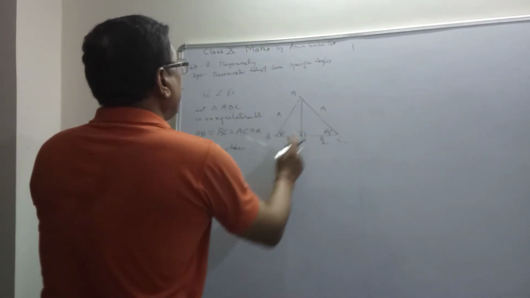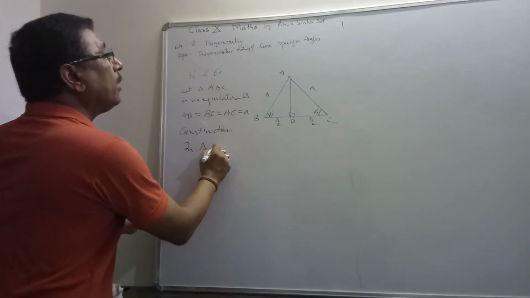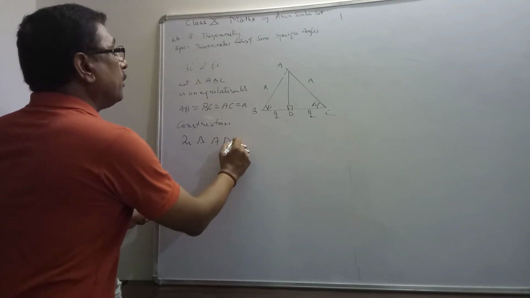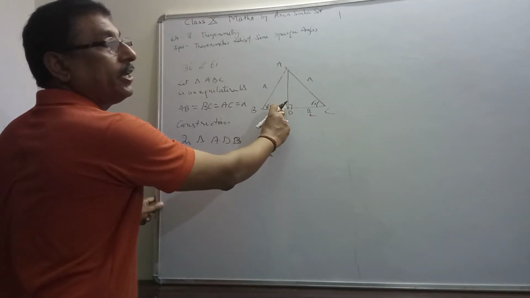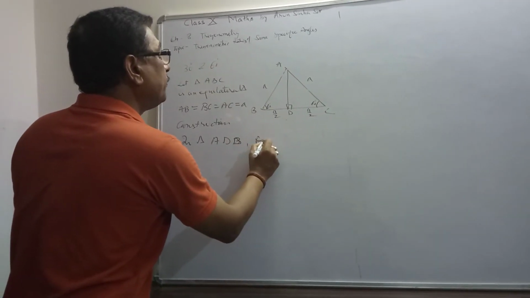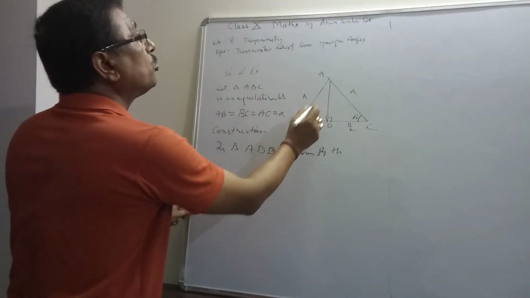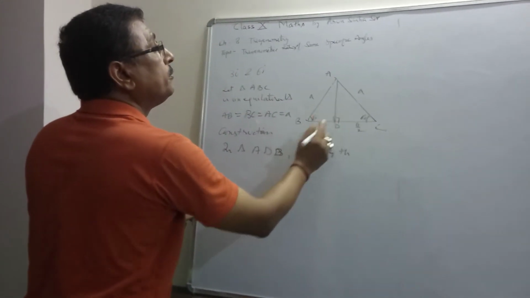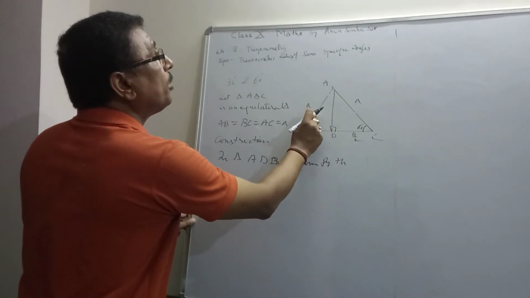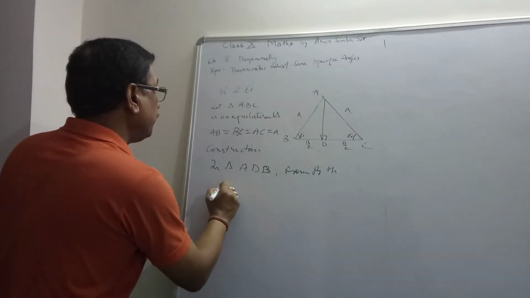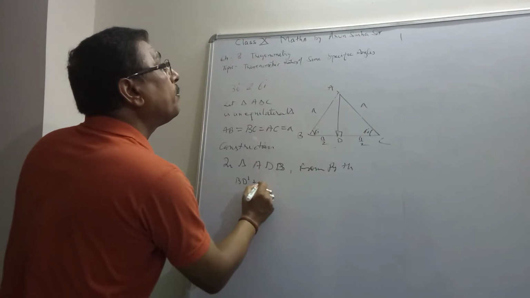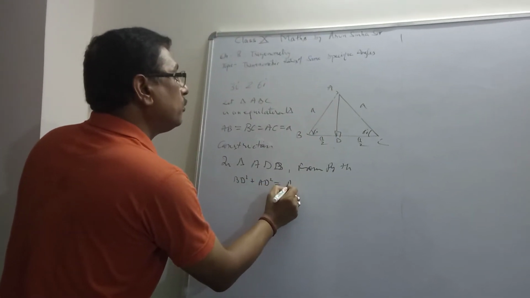This is a right angle triangle. In triangle ADB, you can see, children, this is 90 degree. So you can apply Pythagoras theorem. So what will you get, children? From Pythagoras theorem, in this triangle, if this is 90 degree, this will be hypotenuse. So you will get BD square plus AD square is equal to AB square.